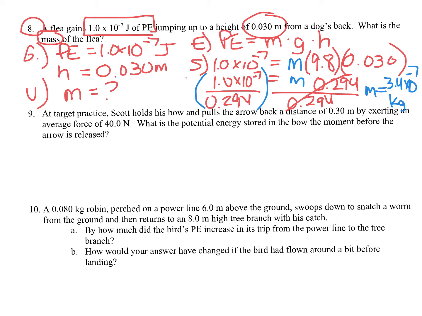Now, it's a flea, so should it be really, really tiny? Yeah, for sure. It should be light, so the mass makes sense to me. But I solved for that all because I understood the gravitational potential energy and used the equation. Nice job. All right, let's move on to number 9.